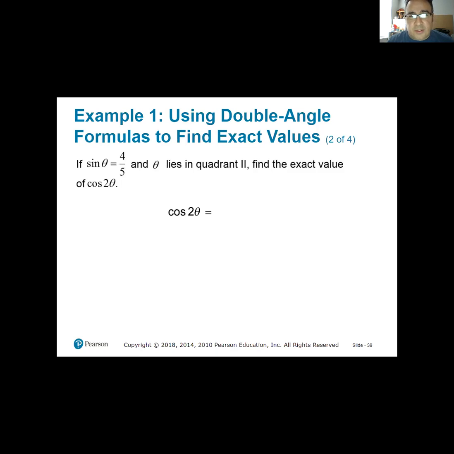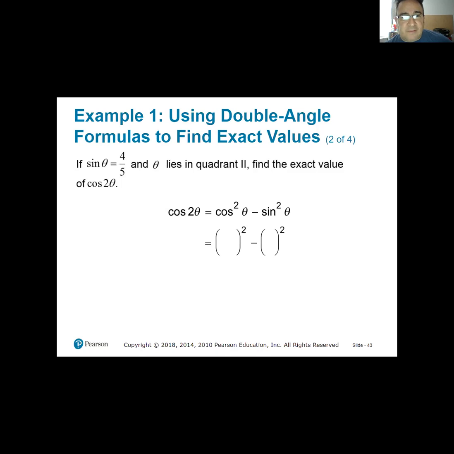So let's see, who remembers cosine of 2 theta? Anybody? Nobody remembers? Cosine squared theta minus sine squared theta. Very good. Good job. And from here, it would be plugging in the values. Because we have them already, we can just plug them in and solve, right?